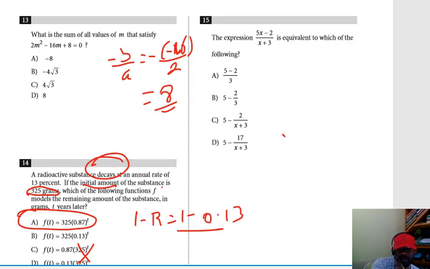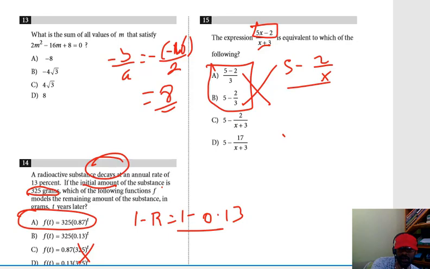15. The expression 5x minus 2 over 1 plus 3x is equivalent to which one of the following? Okay, so I should divide this by this one. So I'm going to eliminate these two choices, because everything involved here is a number. At least when I divide here, I have 5. If you divide everything by x, you have 5 minus 2 over x over 1 plus 3 over x. So at least I have this. So I will never have a number here. So I have here either C or D.